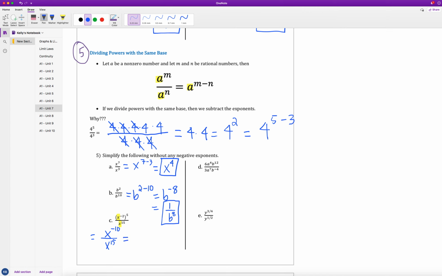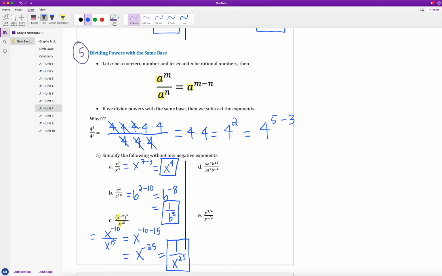From here, now I can deal with the division. Since I have the same base in the numerator and the denominator, I can go ahead and subtract these and get x to the negative 10 minus 15. So remember, it's always the top number minus the bottom number. Combining that together, I would get x to the negative 25th. Again, I have to rewrite it with positive exponents, so this becomes 1 over x to the 25th power. There we go.